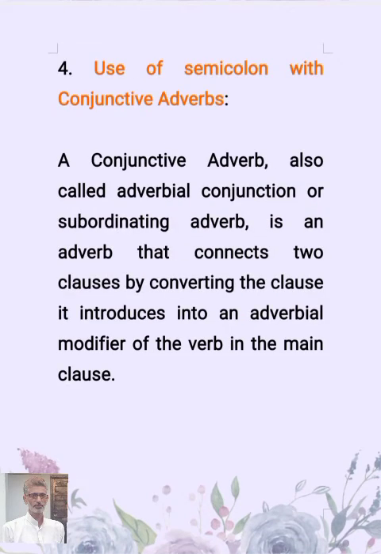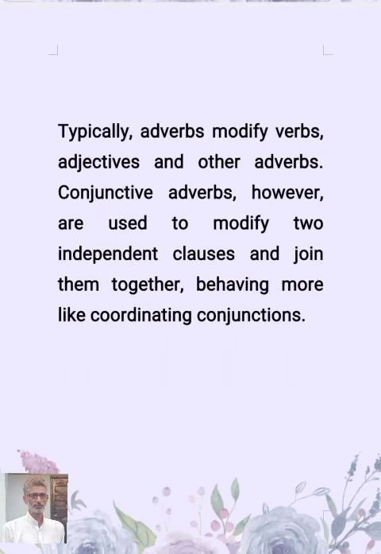Number 4, use of semicolon with conjunctive adverbs. My dear friends, a conjunctive adverb, also called adverbial conjunction or subordinating adverb, is an adverb that connects two clauses by converting the clause it introduces into an adverbial modifier of the verb in the main clause. Friends, typically adverbs modify verbs, adjectives, and other adverbs. Conjunctive adverbs, however, are used to modify two independent clauses and join them together, behaving more like coordinating conjunctions.